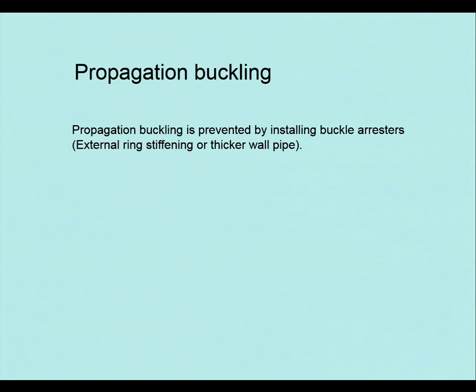I won't go too much into buckle arrestors, but you can try and stop that buckle propagating by putting thick rings on. If I put a thick ring section into a pipe, what does it do? What will it do? What will it increase? The critical bending moment.